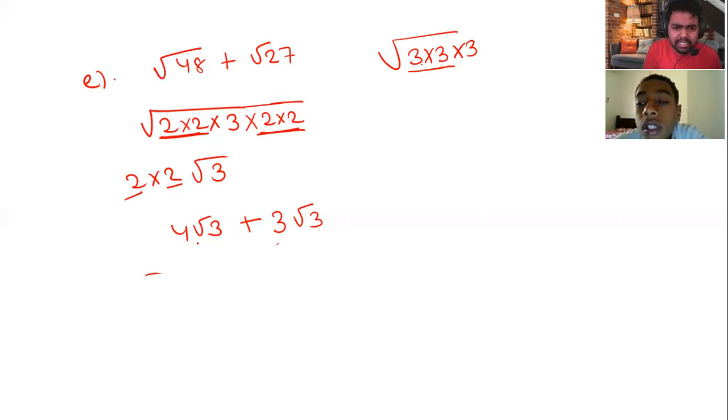Again, same thing. These are acting like x. You have 4x plus 3x. So what would be my answer? 7x. So like that, it is 7 root 3. So this would be my answer. Understood?